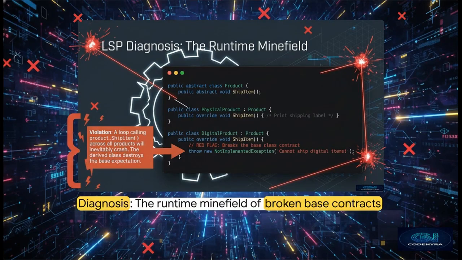Our next step takes us to the L, the Liskov Substitution Principle. What we're looking at here is a classic runtime minefield. We have an abstract Product class with a ShipItem method. PhysicalProduct inherits from it perfectly. But then we introduce a DigitalProduct. Because it inherits from Product, it's strictly forced to implement ShipItem, but obviously you can't physically ship a digital file, so the developer throws a NotImplementedException. This completely destroys the base class contract. A loop calling ShipItem across a list of all products will eventually hit that digital product and inevitably crash your entire application at runtime.